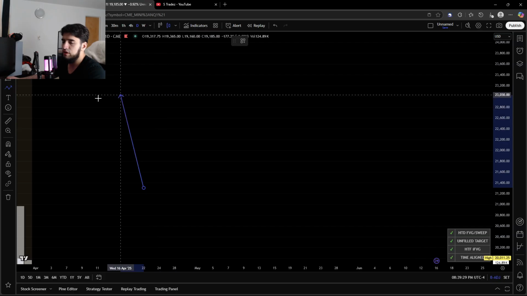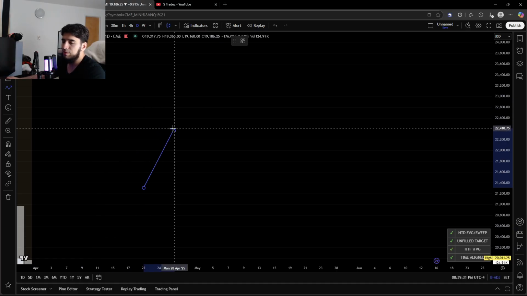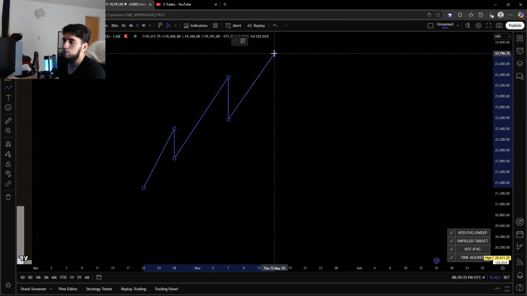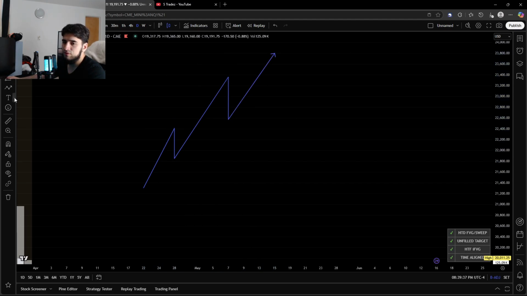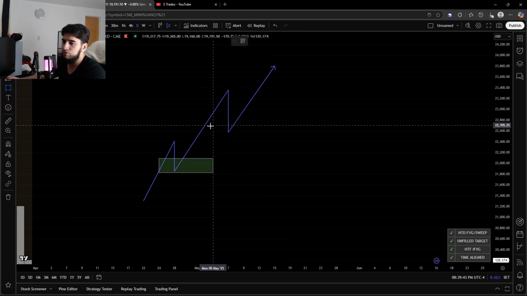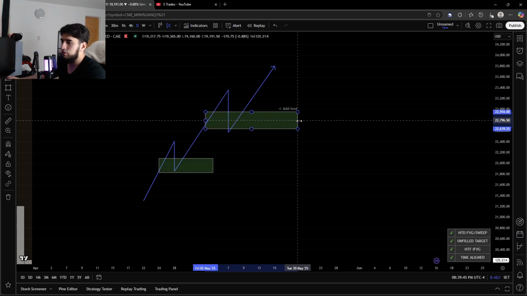Now, if you guys are following the bootcamp, I keep on saying how trends move, right? They don't just go forever up and forever down. So all of these retracements are usually to some sort of a fair value gap. They always retrace back to some sort of an inefficiency.